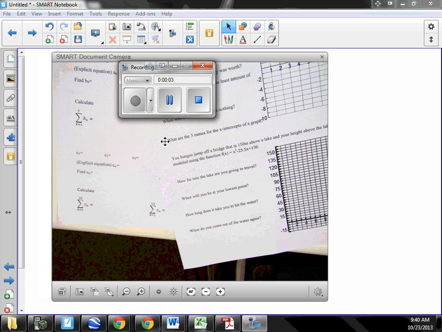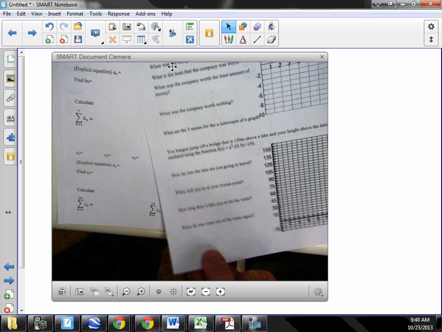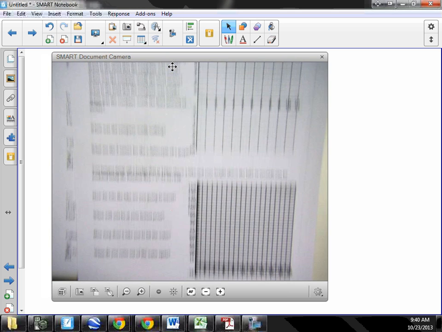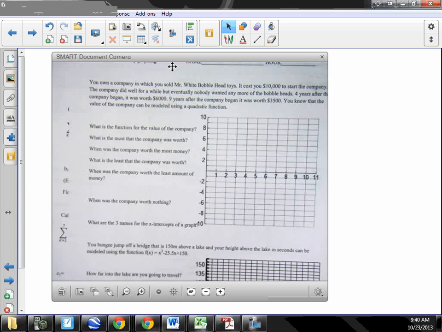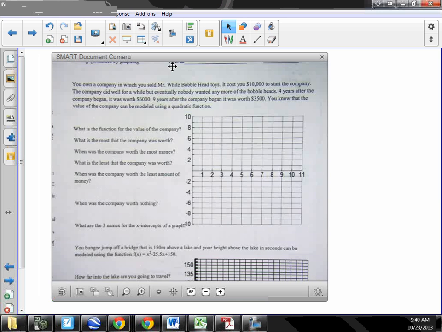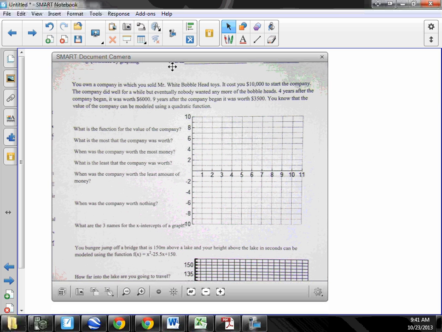Today we're going to talk about graphing quadratic equations. If you look at the top of this worksheet, you own a company in which you sold Mr. White bobblehead toys. Right on. You're going to be rich.